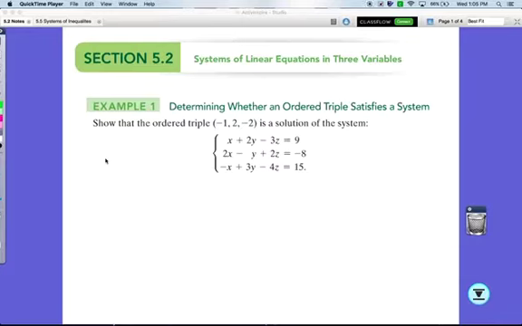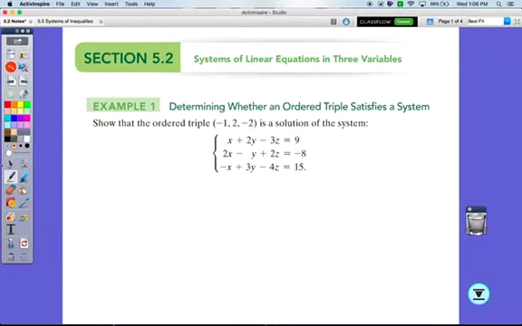Section 5.2, another section on systems of equations, but now we have three variables and three equations. All right, so first off, showing that an ordered triple is a solution. Again, exactly what we did when we had two equations with two variables.